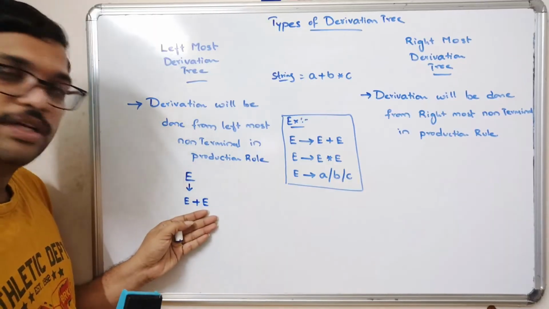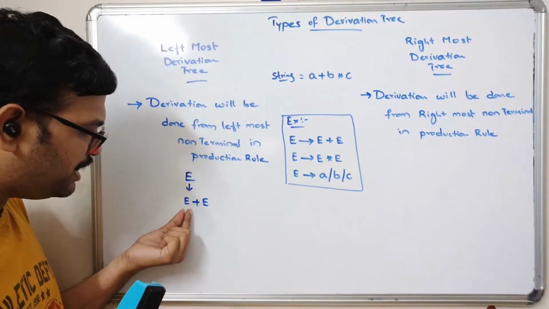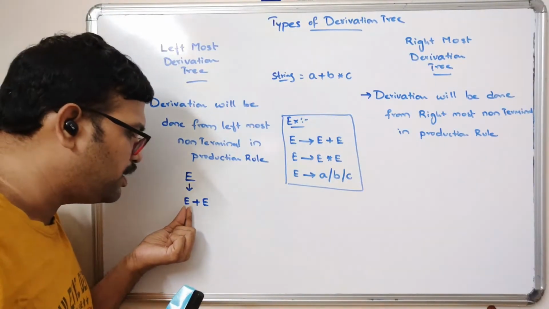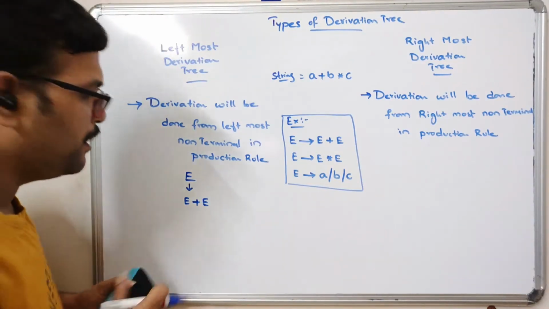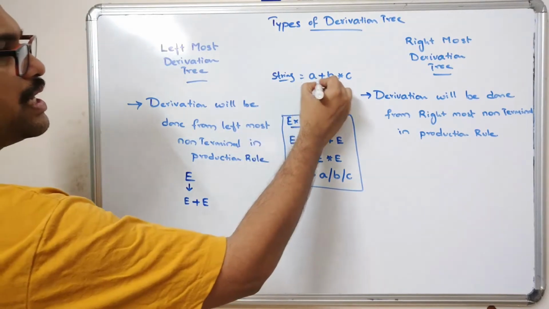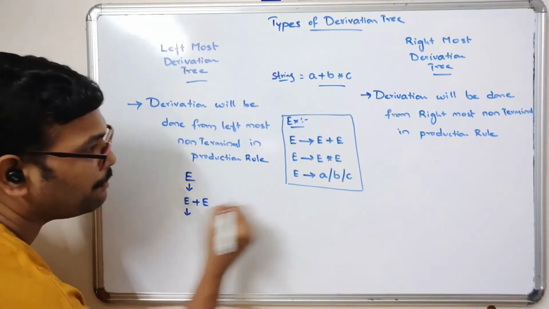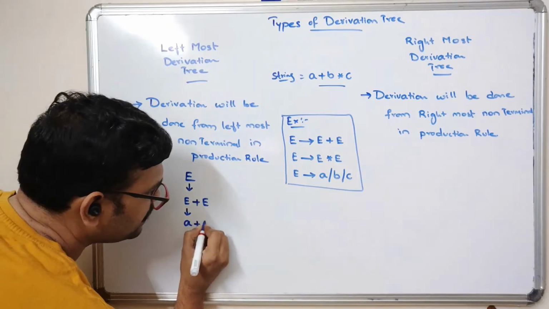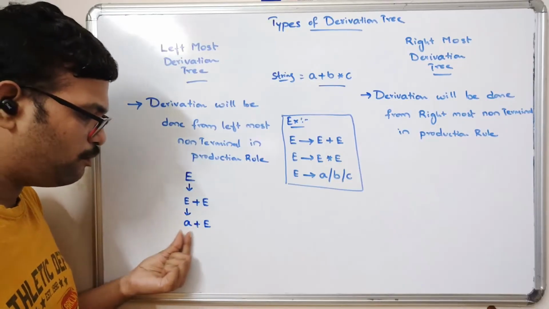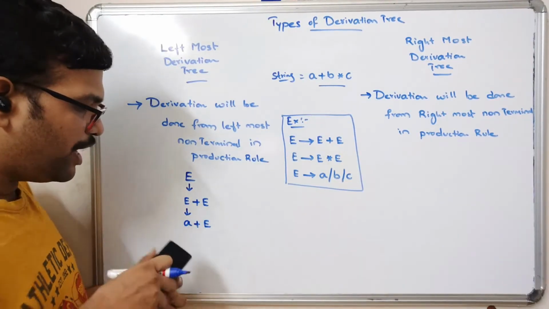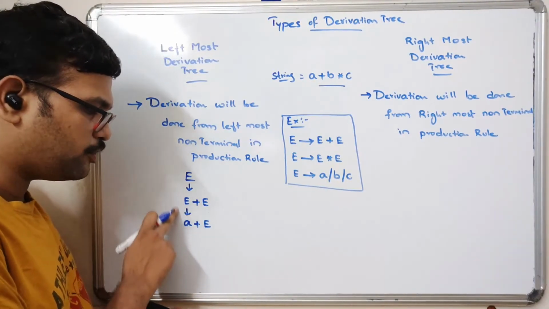In this expression, we first substitute the leftmost. What is the leftmost? Here E is the leftmost. So first we need to substitute the production for this E, because this is the leftmost. Now the leftmost E, according to the given string A plus B into C, first one is A. So I will replace this with A plus E. Now you can observe the leftmost non-terminal. Previously we had two non-terminals; among these two, the leftmost is this one. So first we need to substitute this one.